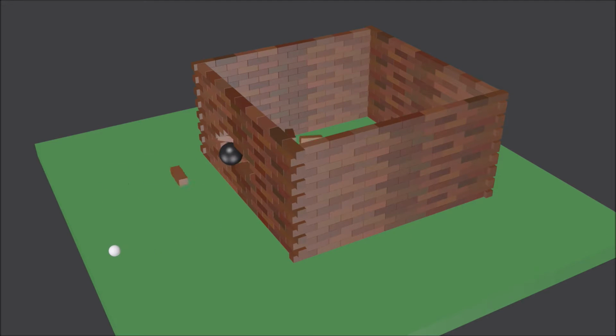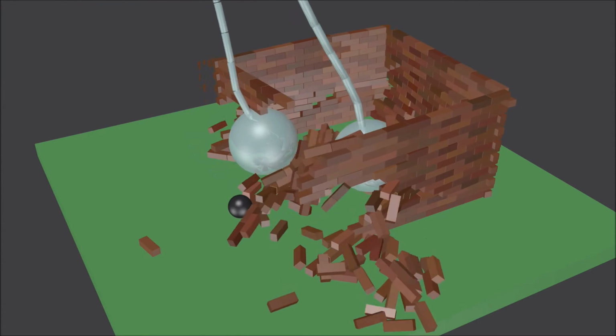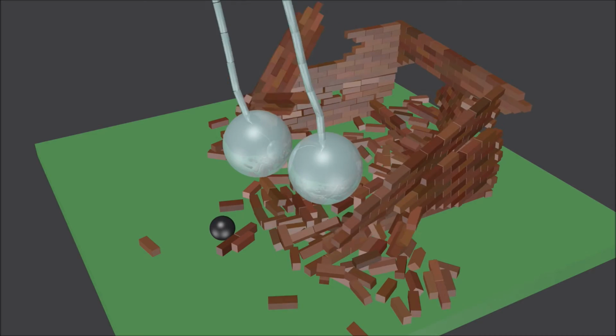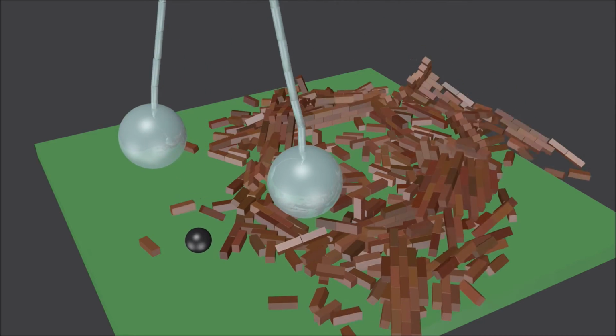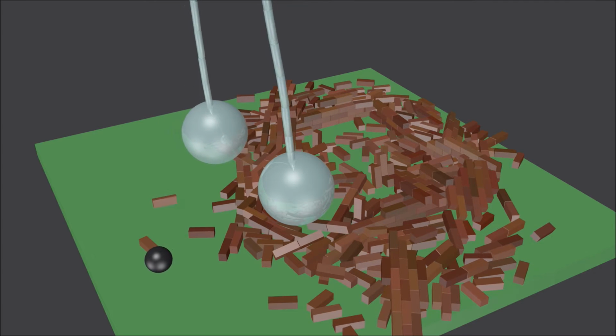You can see first a baseball hits the house, then a brick hits the house, followed by a bowling ball. And lastly, I swung two giant wrecking balls to destroy the house. This demonstration could be scaled up to any scale that you desire, even as big as the Twin Towers.